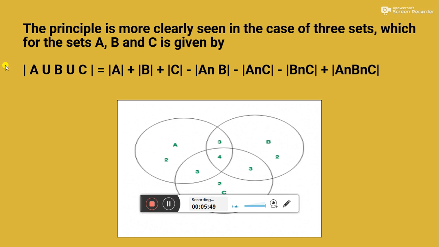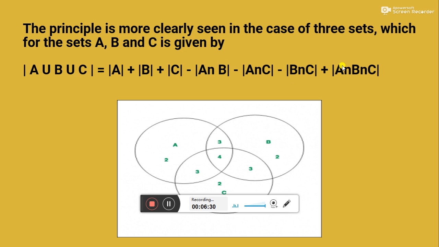So this is how we can calculate the cardinality of the union of 3 sets. First we need to include the cardinality of set A, then the cardinality of set B, then the cardinality of set C. Then we need to minus the intersection of two sets, that is the cardinality of the intersection of set A and set B, then the cardinality of the intersection of set A and set C. Then we need to minus the cardinality of the intersection of two sets, that is B and C. So we need to minus these intersections of two sets.